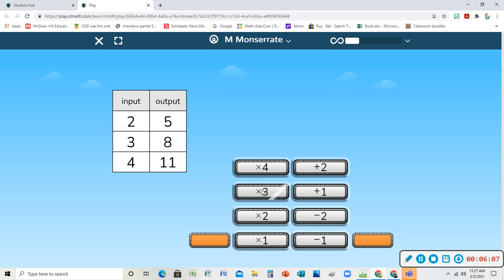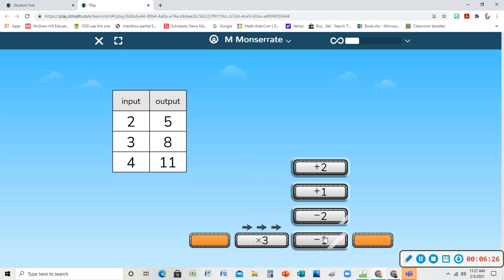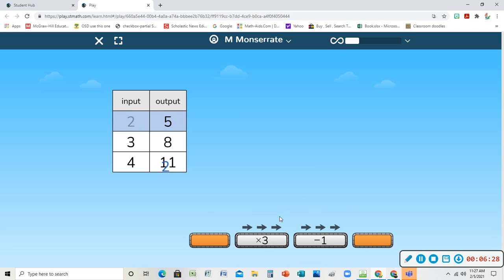Times 3. So let's see. 2 times 3 is going to be 6. So I need to take away 1 to get 5. All right, so I'm going to do times 3, take away 1. See if it works here. 3 times 3 is 9. Take away 1 is 8. Yeah. 4 times 3 is 12. Take away 1 is 11. So that's going to work. Times 3, take away 1. Hopefully. Let's see.